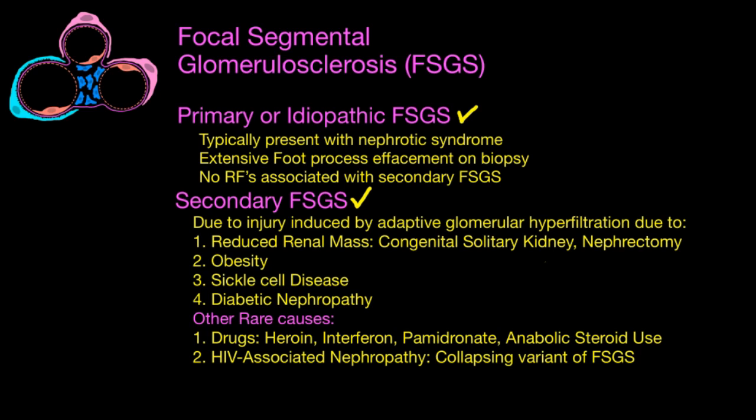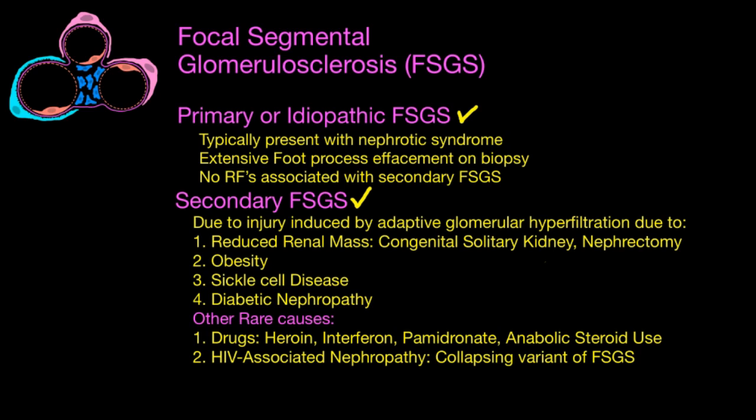And so in this case, on the biopsy, there's only focal foot process effacement. It's not diffuse. Maybe less than 50% of all the foot processes that are visualized show that foot process effacement. So when there's FSGS with scattered foot process effacement that's not diffuse, and there's some other cause for adaptive hyperfiltration identified on the history, we call that secondary FSGS.